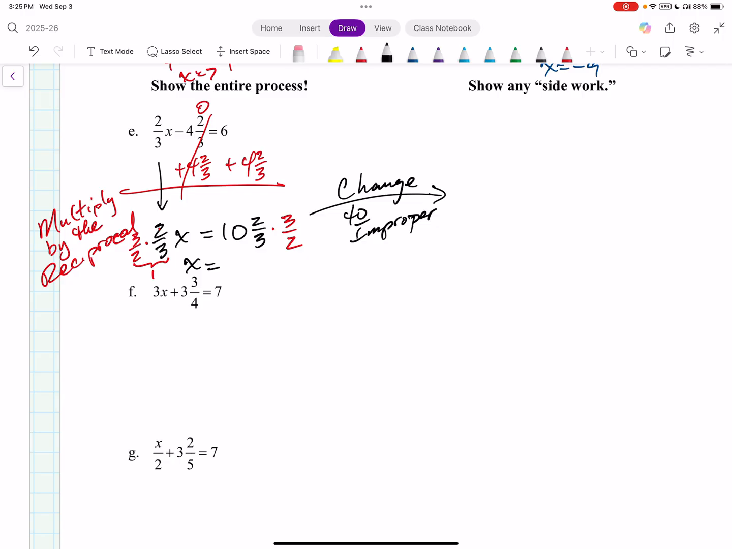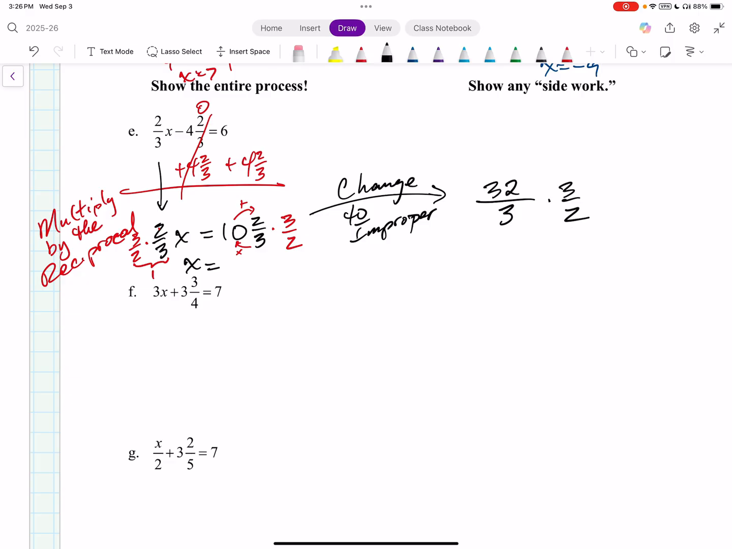Okay, so we take 3 times 10 to get 30, plus 2 is 32 thirds. You multiply first, and then you add. Okay, multiply. 3 times 10 is 30, plus 2 is 32 thirds. Okay, now you have to multiply it by 3 halves, so times 3 halves.